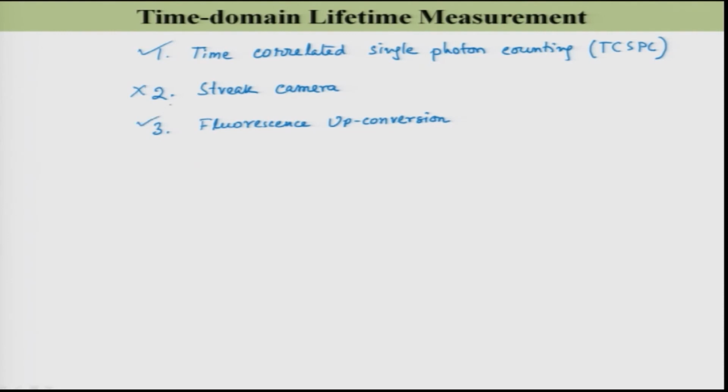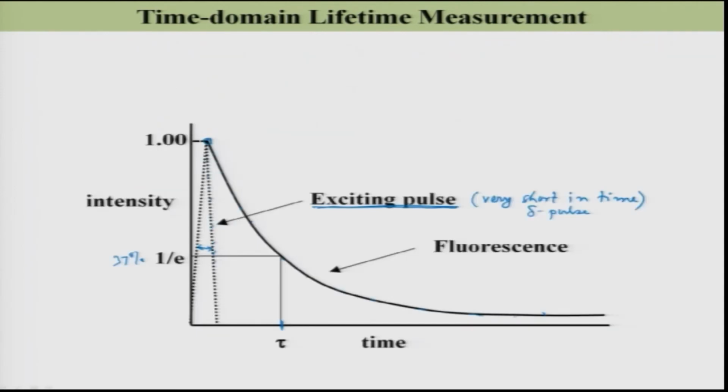Okay. So, let me draw the basic setup of this time correlated single photon counting. Here what you need is a laser. Why do I need a laser? Because I want to create a short pulse. The laser has the unique property that it can create an ultra short light pulse. As I said in my previous discussion, that kind of very short excitation pulse I need. How short a pulse can you create?